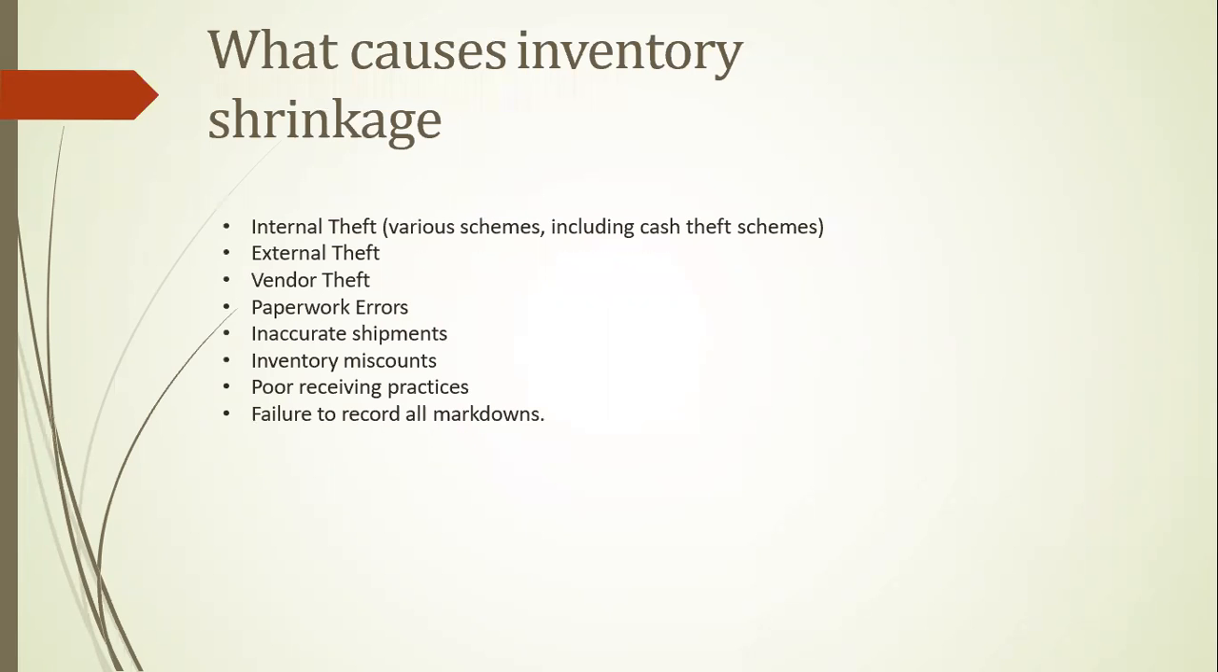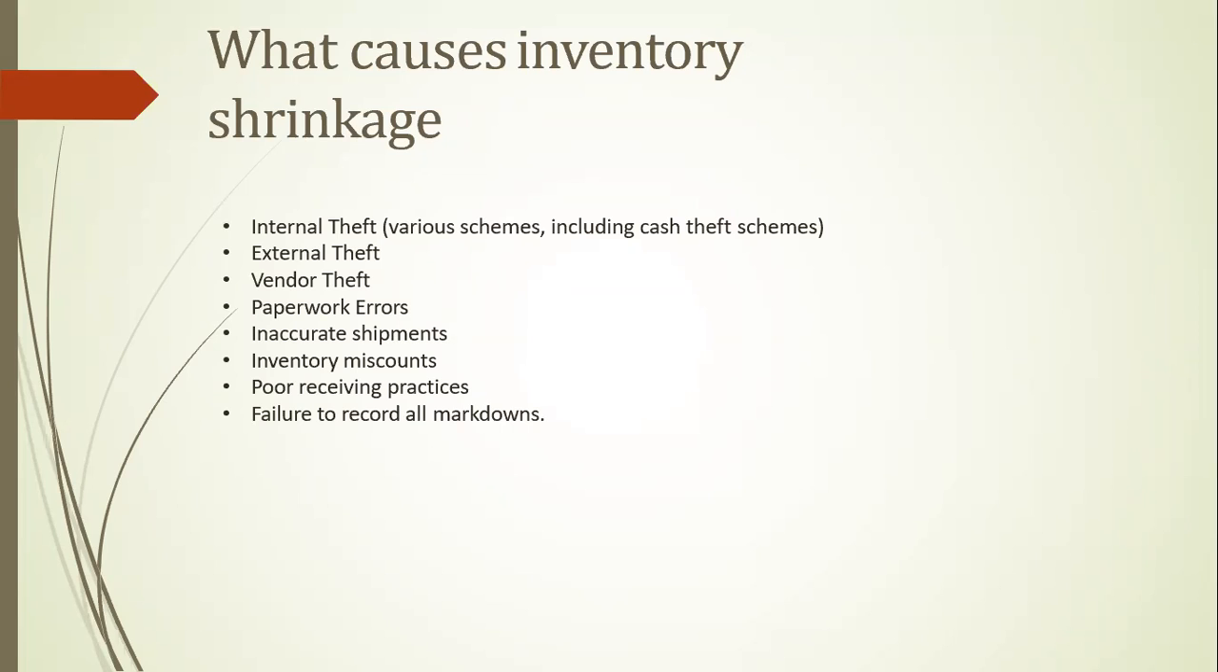Now, what causes inventory shrinkage? First is internal theft, obviously. There are various schemes, including cash theft schemes. Most of the distributors have suffered a loss only because of internal theft. One cigarette is equal to 20 rupees. One packet of cigarettes.